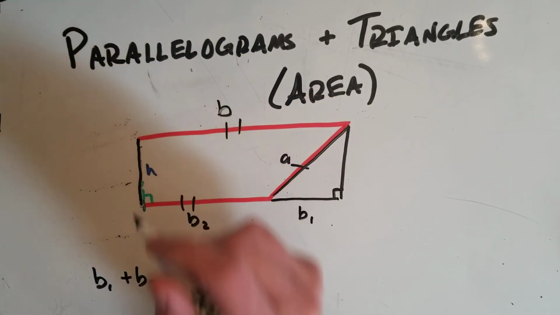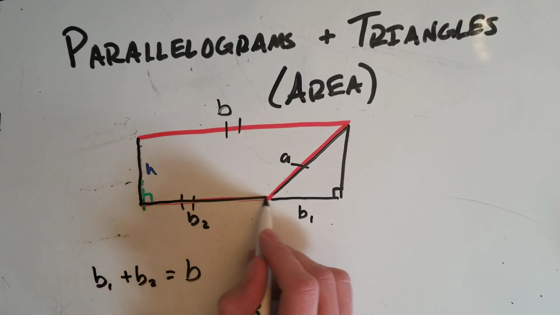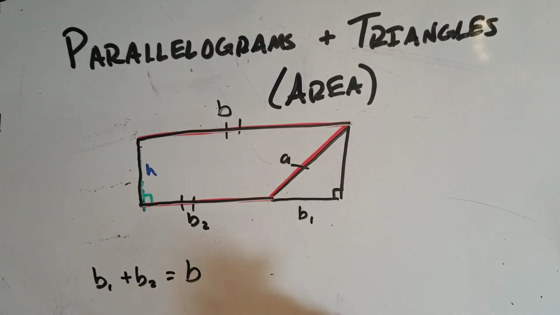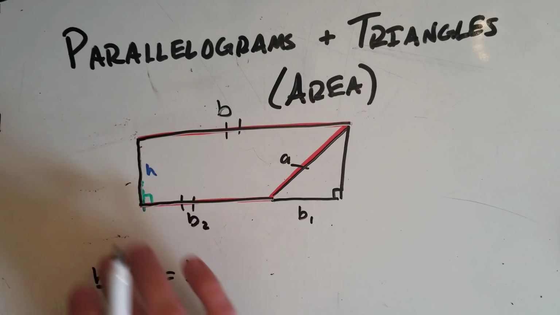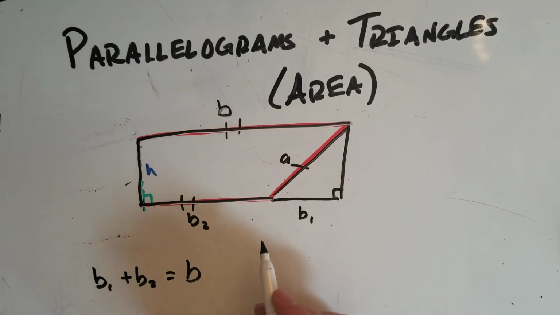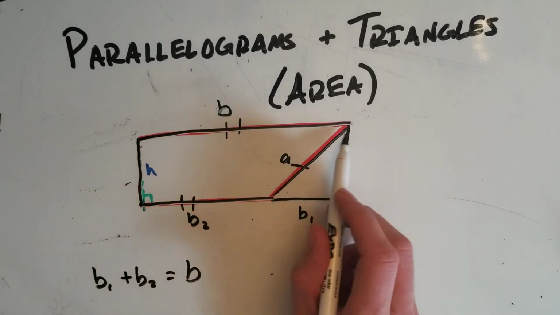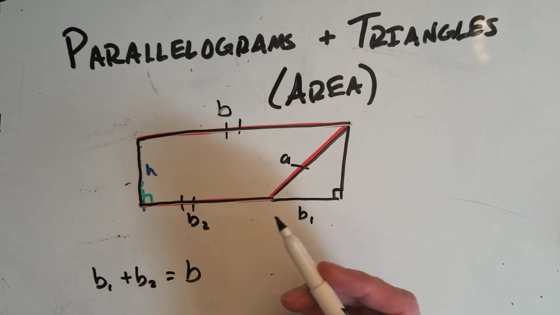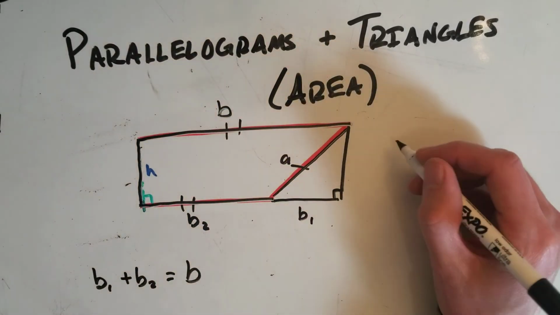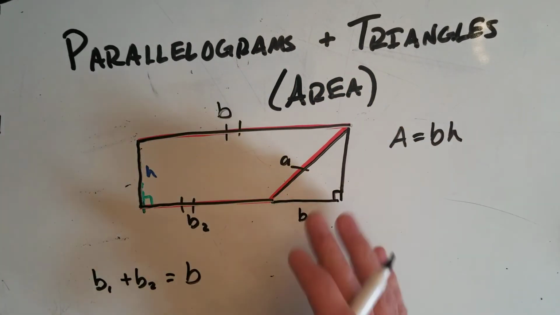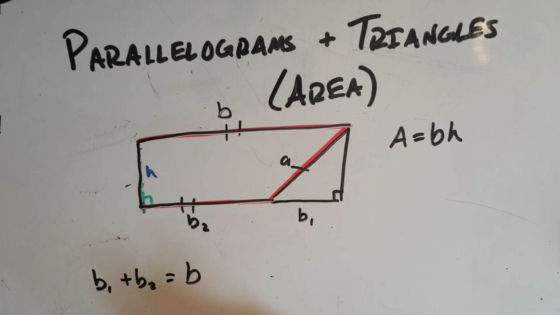In doing so, notice that we create a rectangle. For a rectangle, we know the area formula is length times width. In this case, your length is B sub 2 plus B sub 1, which is B up here, times your width, which is going to be your height. So the area of a parallelogram is the base times the height. And this little visual is why that's true. It's a visual of what's going on there.